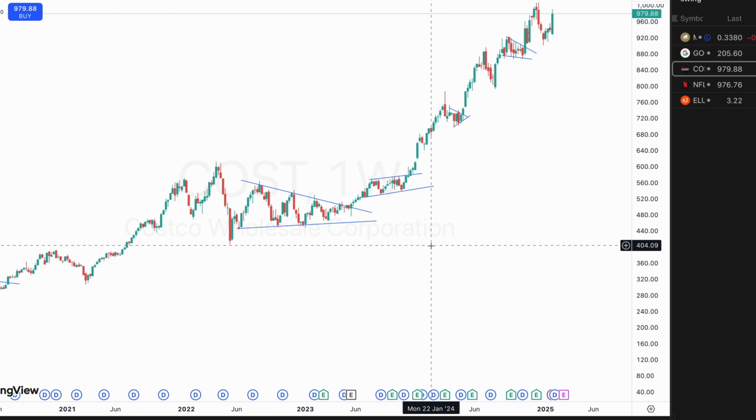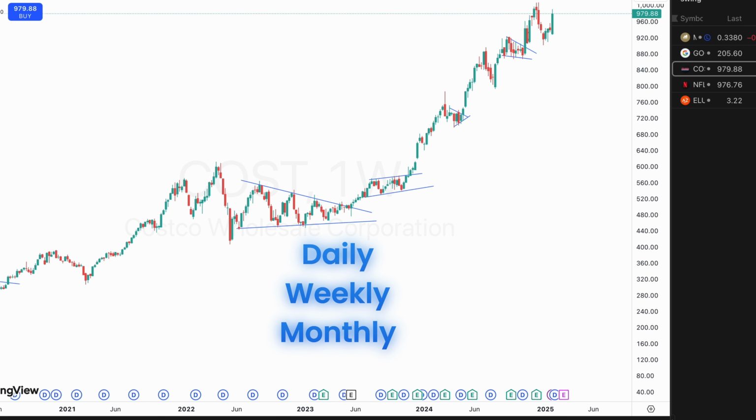When we analyze these chart patterns, we can draw these patterns in any time frame. The monthly time frame, the weekly time frame, or the daily time frame.